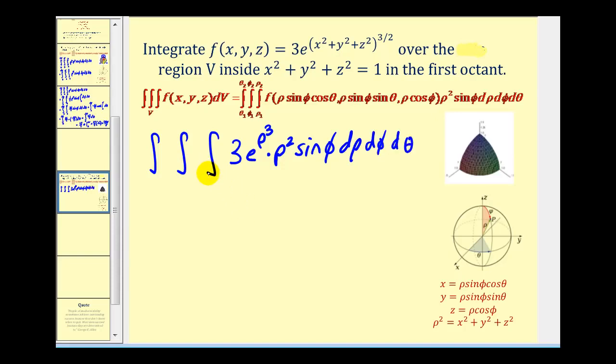Now let's take a look at the limits of integration. First, for rho, the radius of this piece of the sphere in the first octant is going to be from 0 to 1. So rho is from 0 to 1. And then because we're in the first octant, the angle between the positive z-axis and the point on the surface will be from 0 to pi over 2. And then for theta, the angle between the points on the surface and the positive x-axis would also be from 0 to pi over 2.